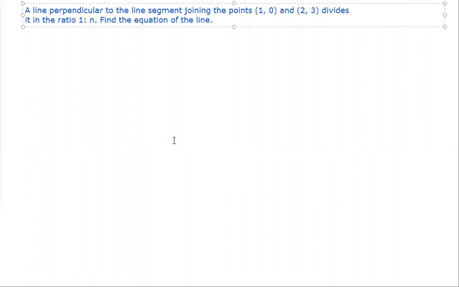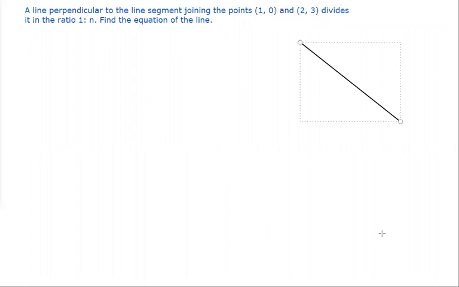All right. So he says a line perpendicular to the line segment joining points this. So there's a line which is joining these 2 points. Am I right? The 2 points are, one is (1, 0) and the other point is (2, 3), right? He says a line perpendicular to the line segment. So there's a line perpendicular to this line. Now we have to draw a line perpendicular to the line.